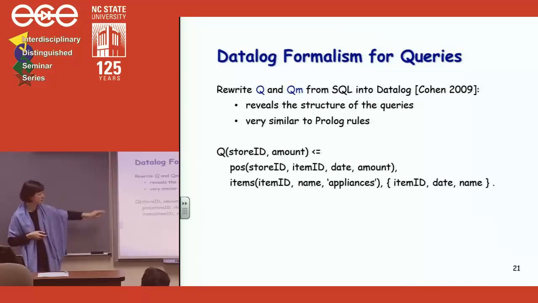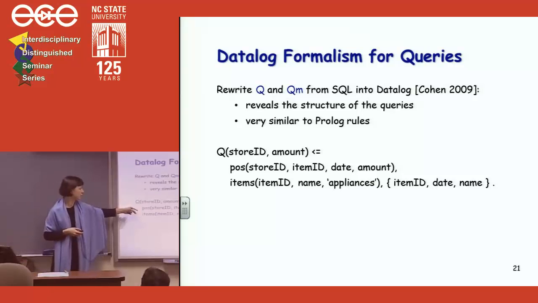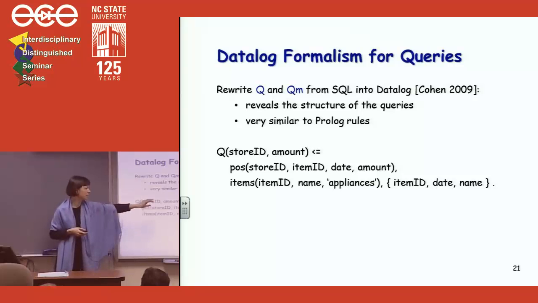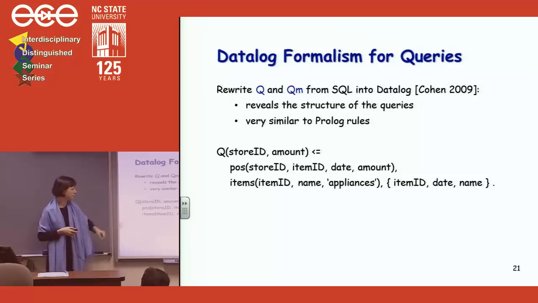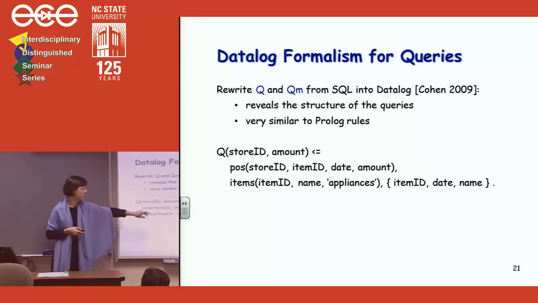What it does, for instance, for the query Q, it says, take the table point of sale transactions with attributes store ID, item ID, date, and amount. Take the items relation: item ID, name, and appliances.